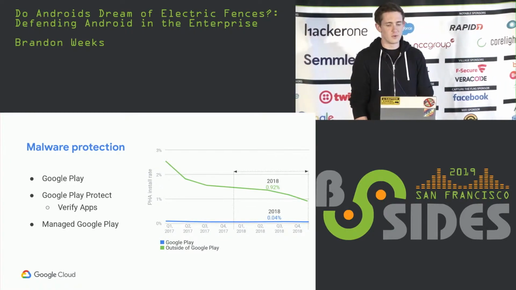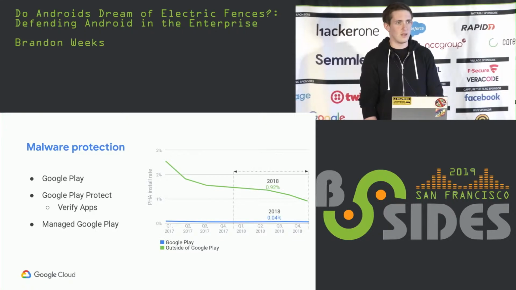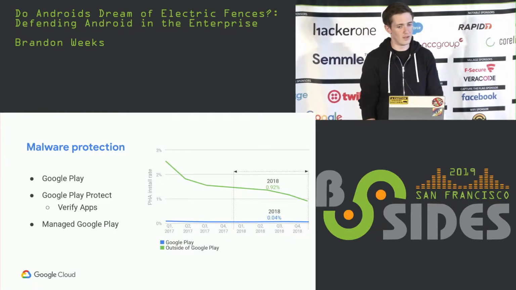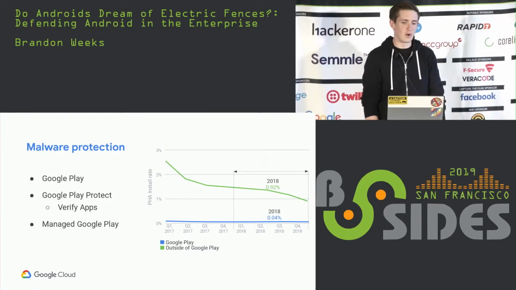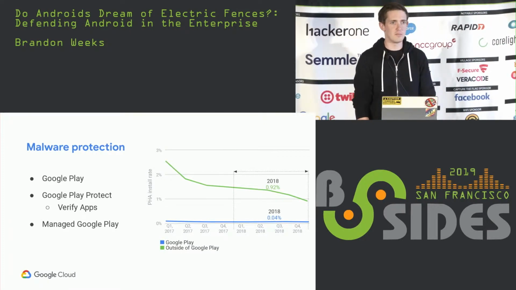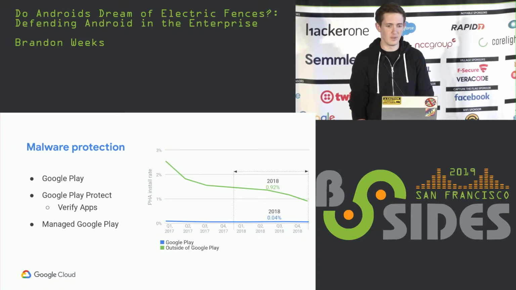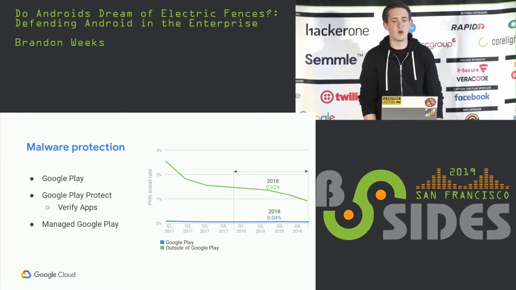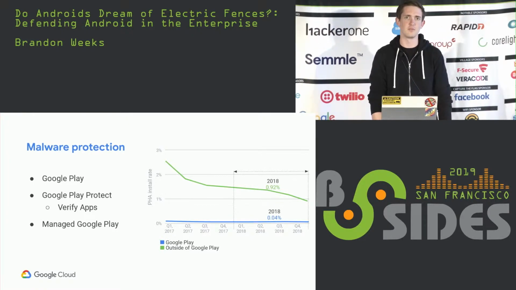Google Play is Android's app marketplace. Apps obtained from Google Play are far less likely than apps obtained from other sources to be malware. Google Play Protect is our marketing term for Android's malware analysis systems. All apps are analyzed before being made available on Google Play. The optional Verify Apps feature uses the same system to also protect against apps obtained from other sources.